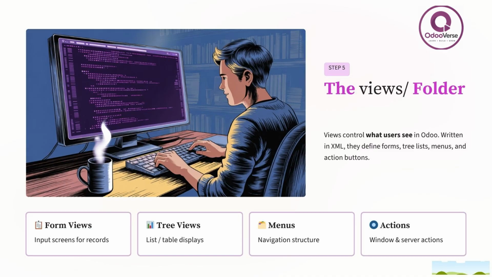Views control what users actually see on the screen. Views are written using XML. Inside this folder, we create form views, list views, menus, buttons, and actions. So whenever you open a form or click a menu in Odoo, the interface usually comes from the views folder.